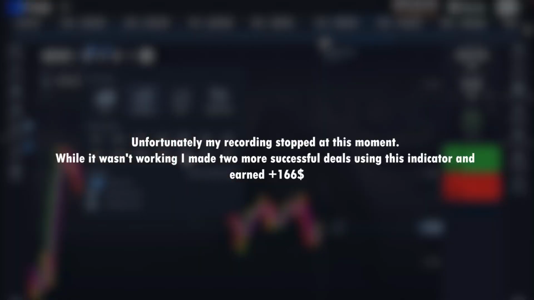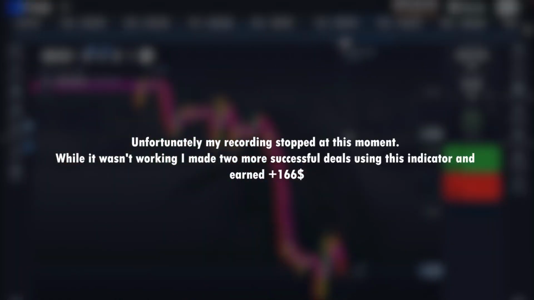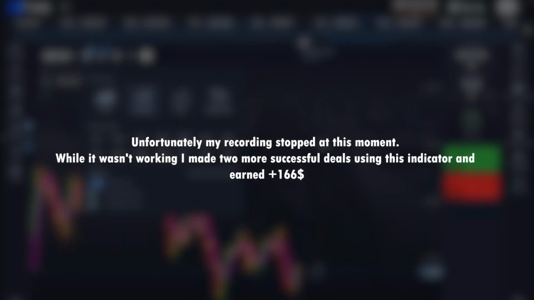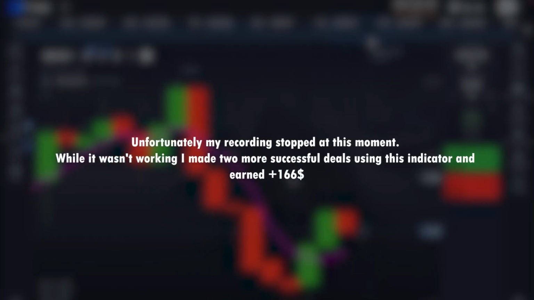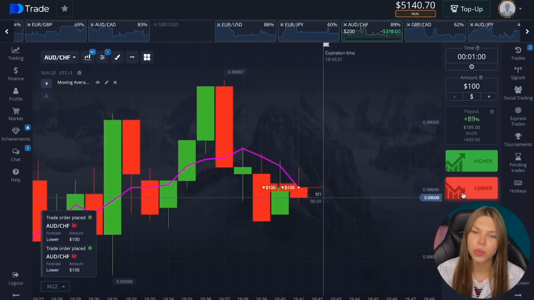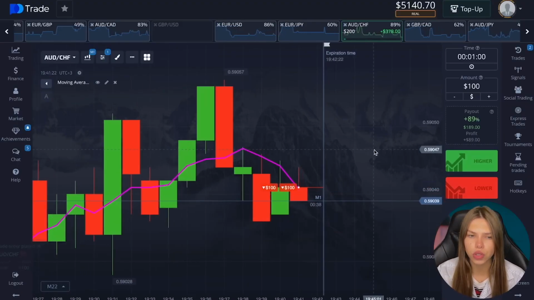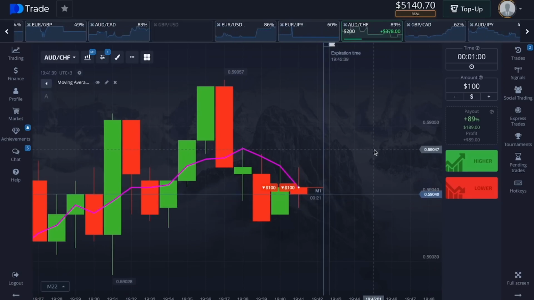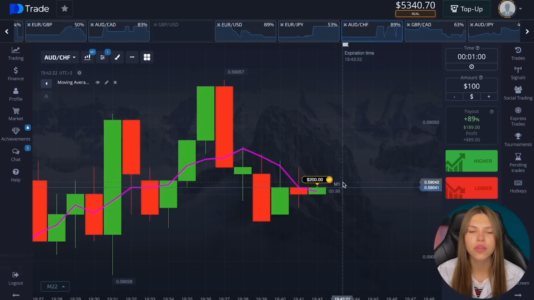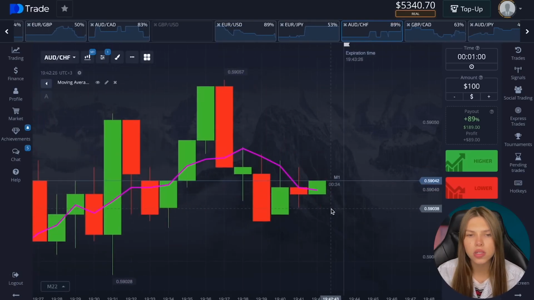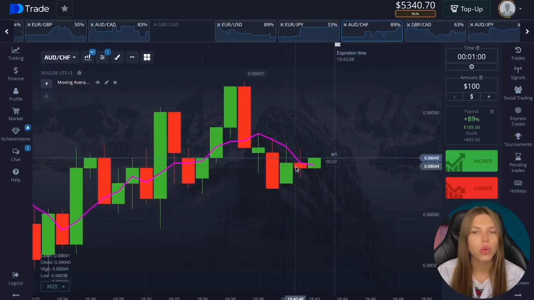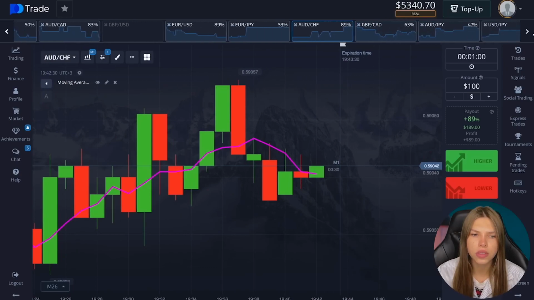Fortunately, my recording stopped at this moment. While it wasn't working, I made 2 more successful deals using this indicator and earned $166. So here's a good moment, so let's open 2 deals for a decrease and let's watch. Okay, here we have a refund and we need to wait for this candle to close and understand where it will close. I won't wait, I'll look for entrances further.